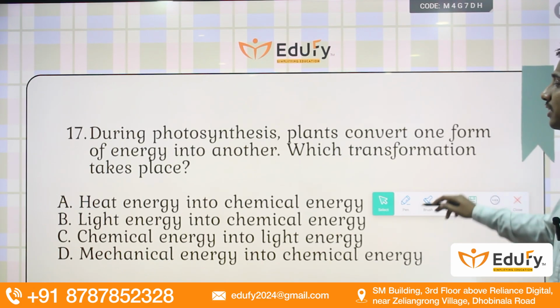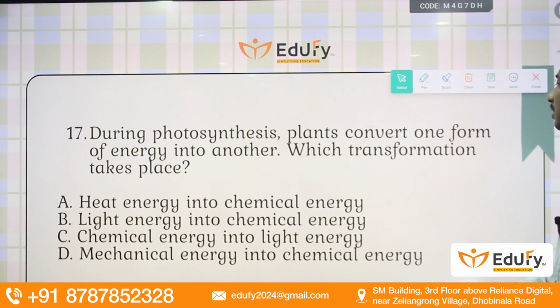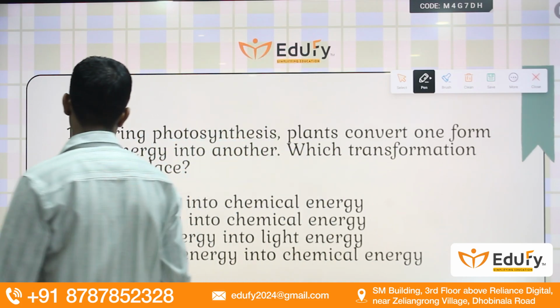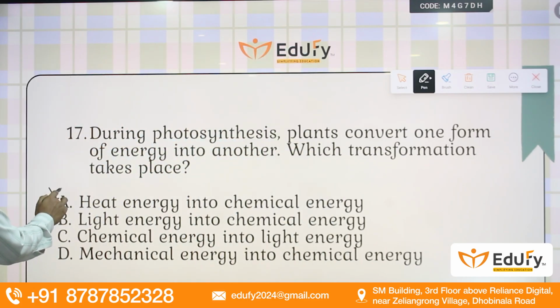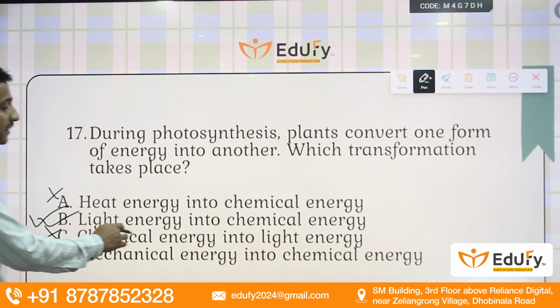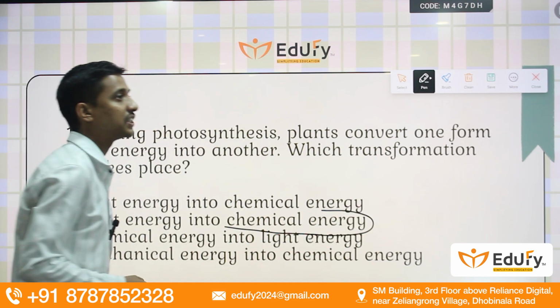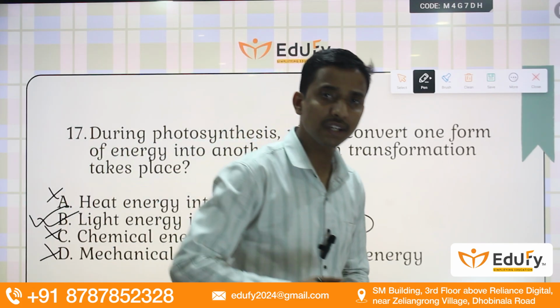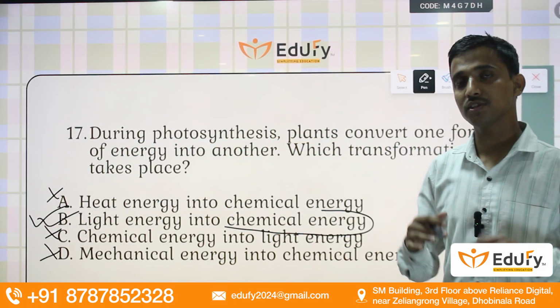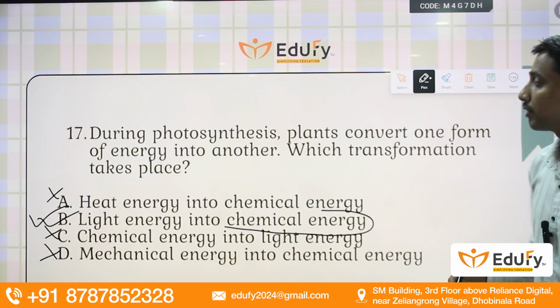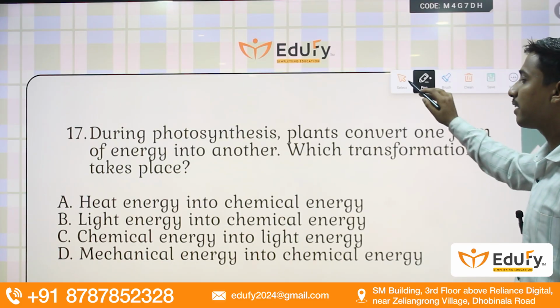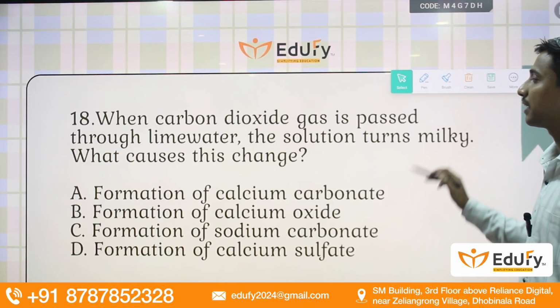Moving towards the next question, during photosynthesis, plants convert one form of energy into another. Which transformation takes place? So, guys, we see that in photosynthesis, heat energy is converted into chemical energy, no. Chemical energy into light energy, no. Mechanical energy into chemical energy, no. However, light energy is converted into chemical energy. We all know energy can neither be created nor be destroyed, but it can be converted from one form to another form. So here we are converting light energy into chemical energy.